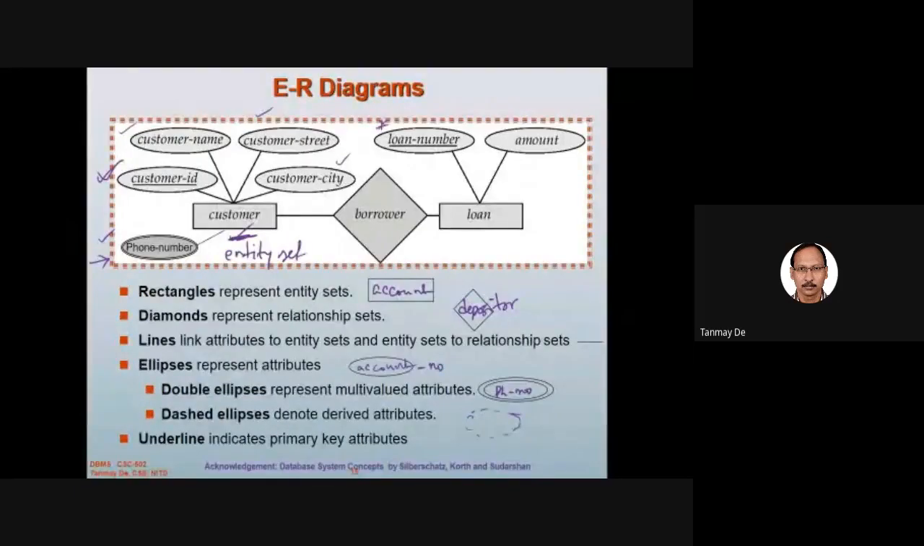And what is borrower? Borrower is a relationship set, and these are entity sets. Customer and loan, these two entity sets are associated via the relationship borrower.